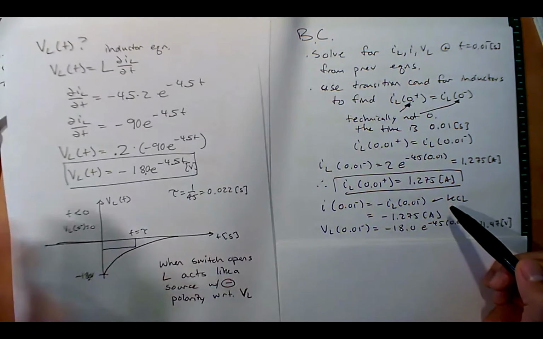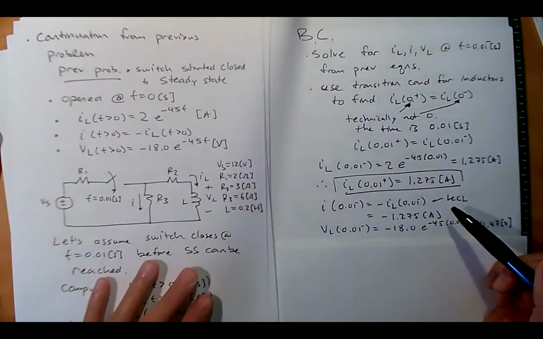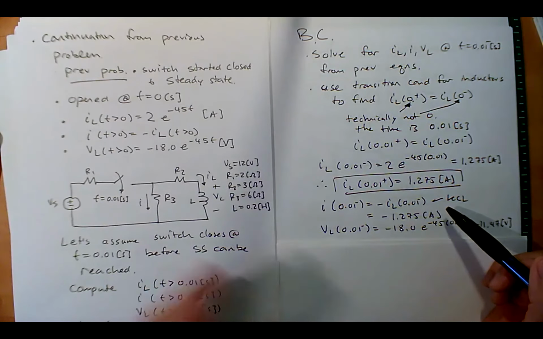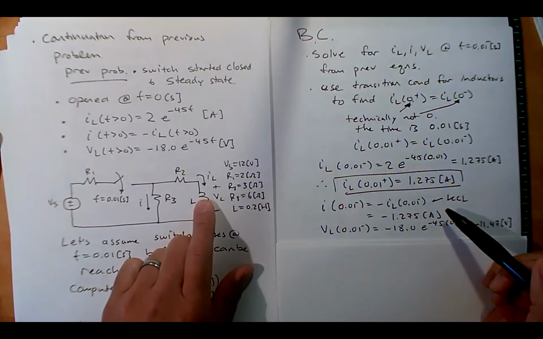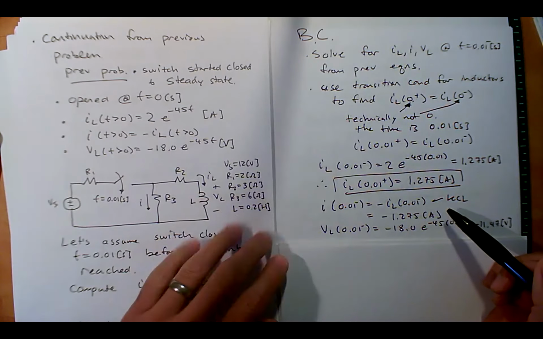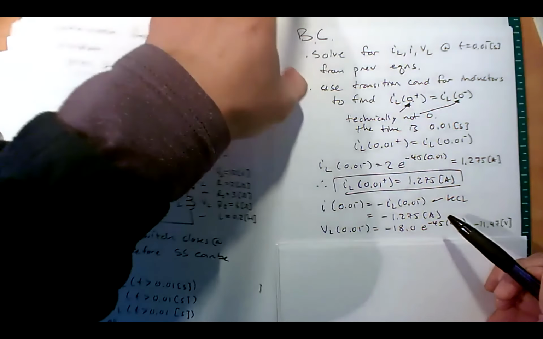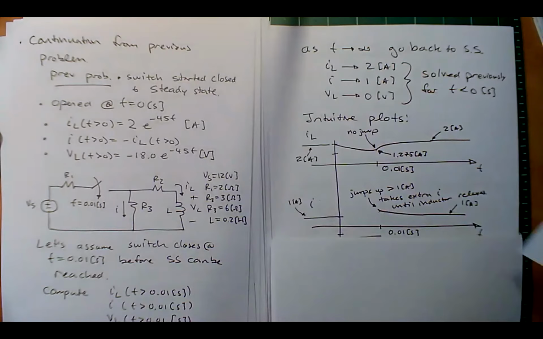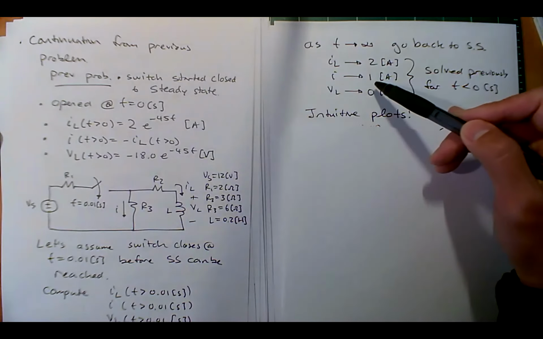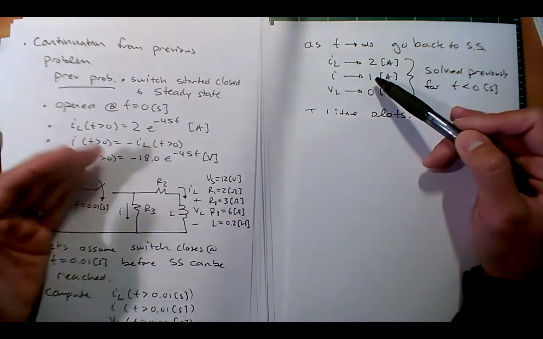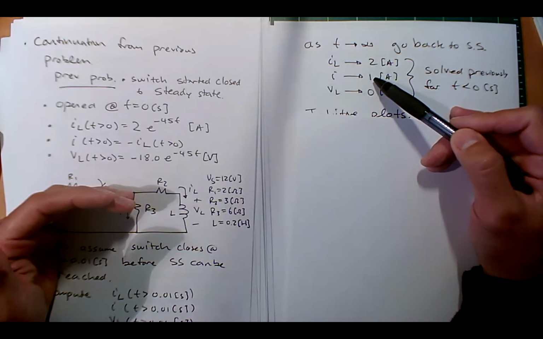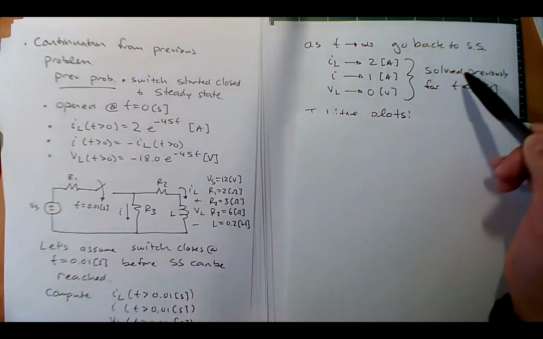So what about as time goes to infinity? I have this switch closed. At time goes to infinity, this again behaves like a short. We already did that problem. We already solved for those currents, and if you recall, this is 2 amps, this is 1 amp, and this is 3 amps. When the switch is closed and it goes back to steady state for a long time, this voltage goes to 0. We've solved this already.